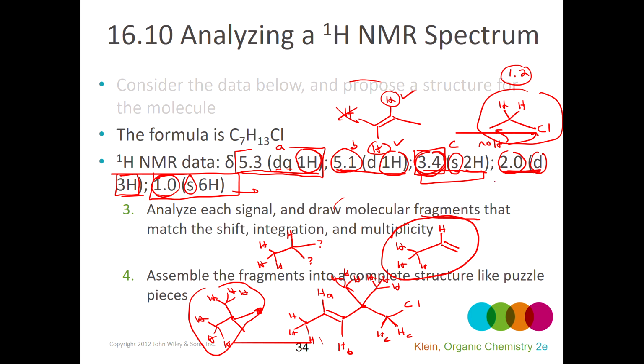The next signal is giving an integration of 3, and that's this one down here. We expected it to be a doublet. It should shift around 2 because it's allylic, and so that would be D. Those 3 hydrogens integrate to 3, and they're split by hydrogen A into a doublet, and since it's allylic to the double bond, that accounts for its shift around 2.